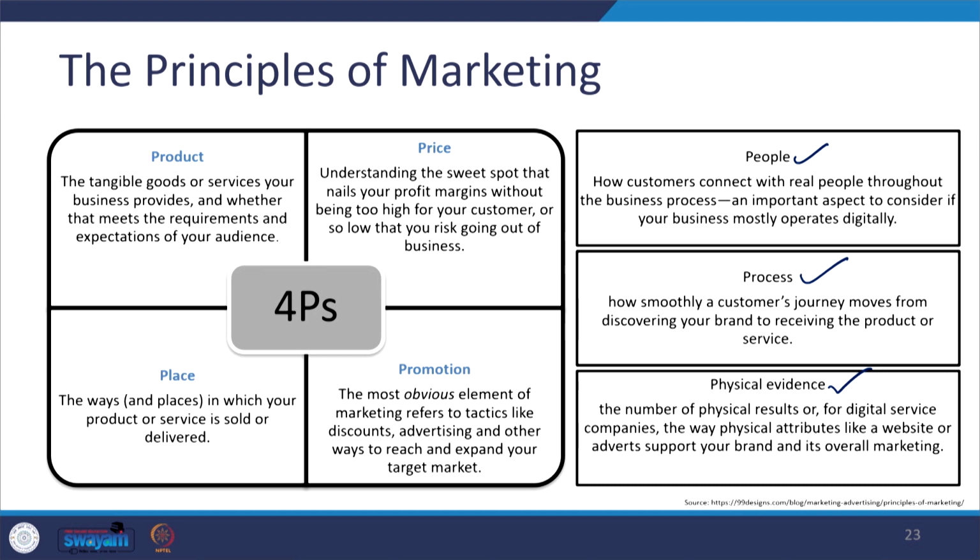People is nothing but how customers connect with real people throughout the business process. So, here the real people are your employees, an important aspect to consider even if your business mostly operates digitally. Process, another P, talks about how smoothly a customer's journey moves from discovering your brand to receiving the product or service at their premises. And the last is physical evidence, the number of physical results, or for digital service companies the way physical attributes like a website or adverts support your brand and its overall marketing. So, all these are considered the 7 P's of marketing.